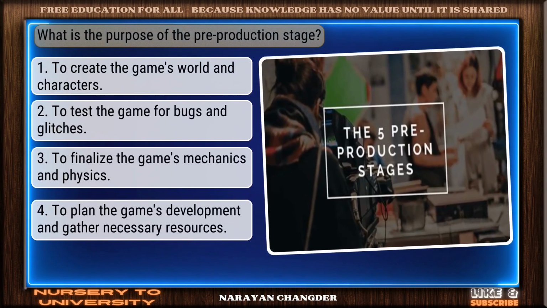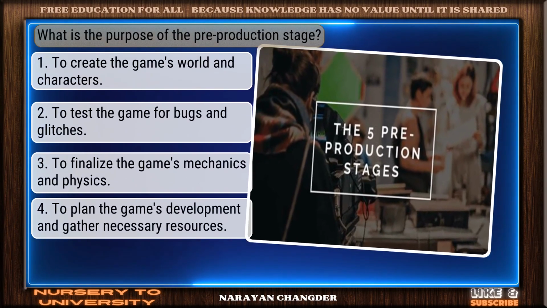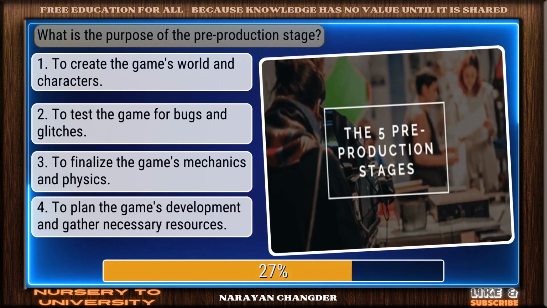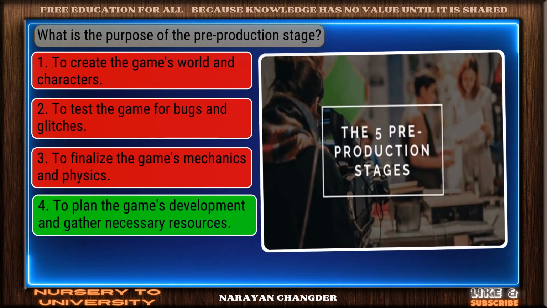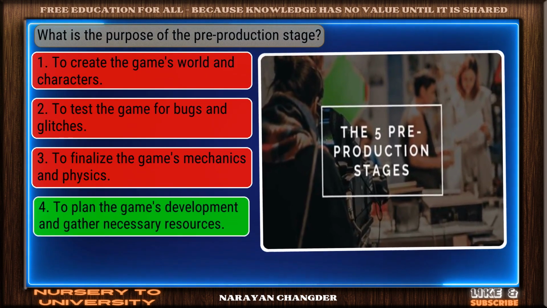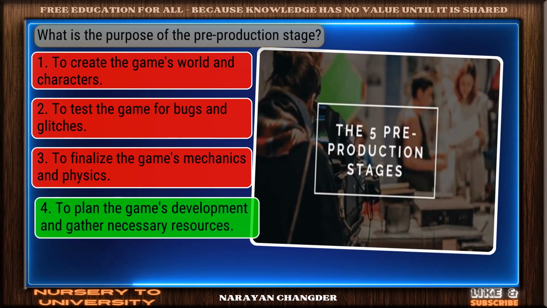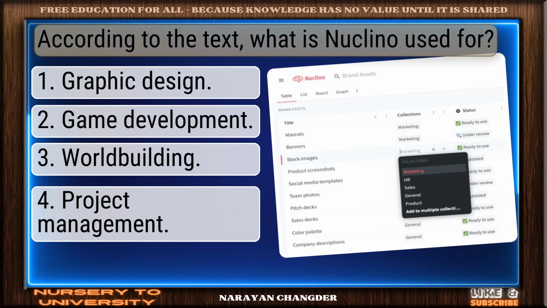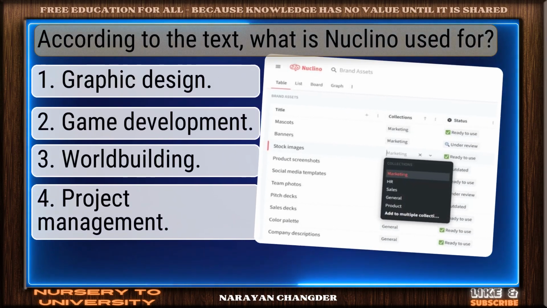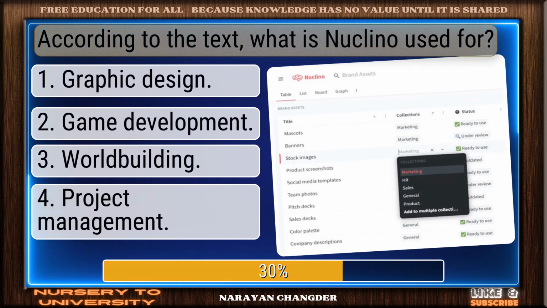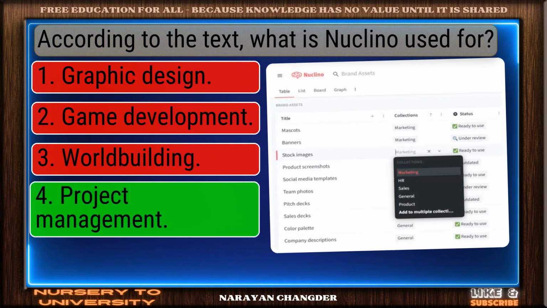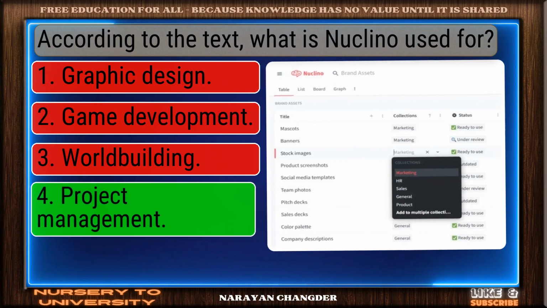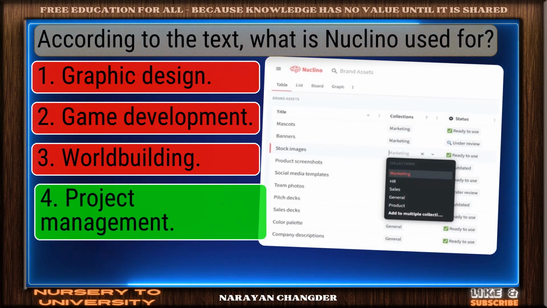Question number 25. What is the purpose of the pre-production stage? Correct. To plan the game's development and gather necessary resources is the right answer. Question number 26. According to the text, what is Nuclino used for? On track. Project management is the correct answer.